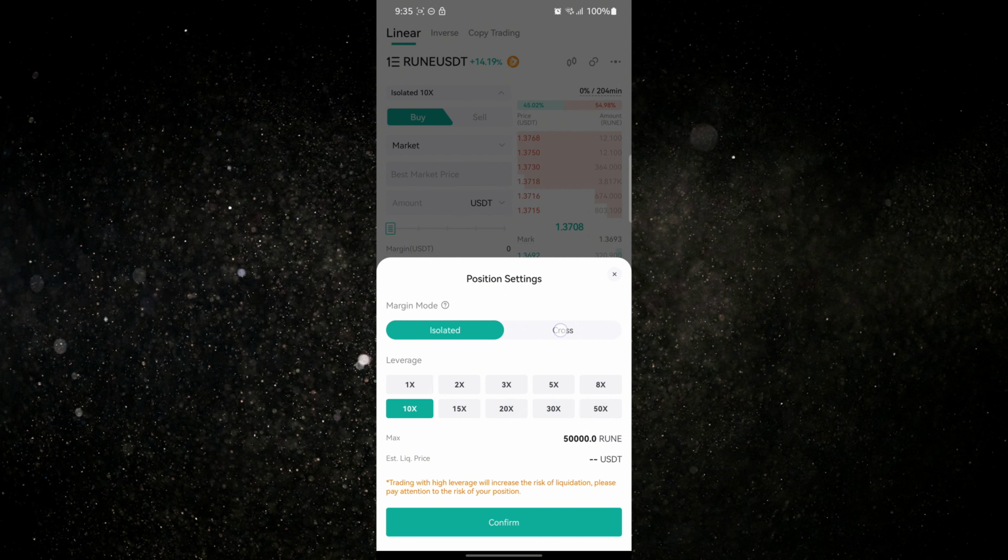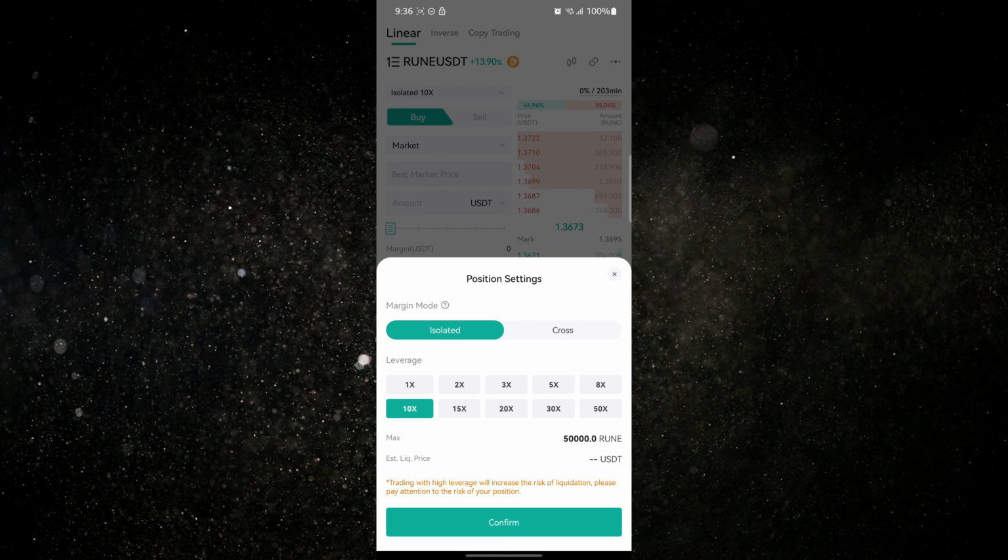But coming to cross, if I enter a trade with 50 USDT, I'm going to lose more than my 50 USDT. I'm going to lose my 50 USDT, and I'm also going to lose the extra 50 USDT that's going to be remaining in my account balance. So overall, I'm going to be losing 100 USDT. So I advise people to stick with isolated, especially if you're a beginner. So you click on isolated.